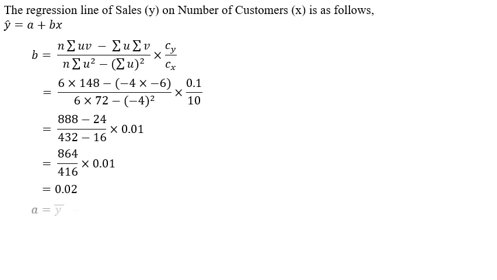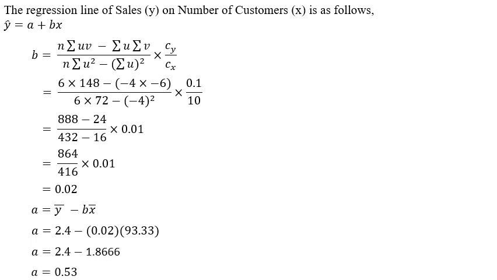And once you get this answer, you can start with the equation for A. Now y bar here is 2.4, while x bar we know that it is 93.33, multiplied with the B, that is 0.02. First multiply the answers B into x bar and then subtract, and that way you will get A is equal to 0.53. You have got B 0.02, A 0.53, put both of them into our regression equation A plus bx, that will make it 0.53 plus 0.02 into x.